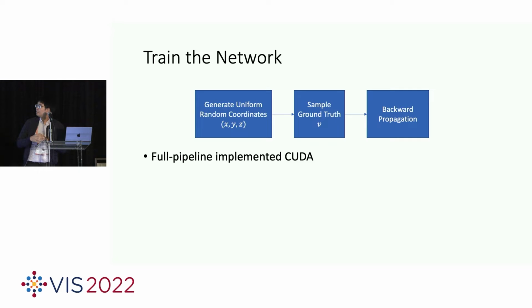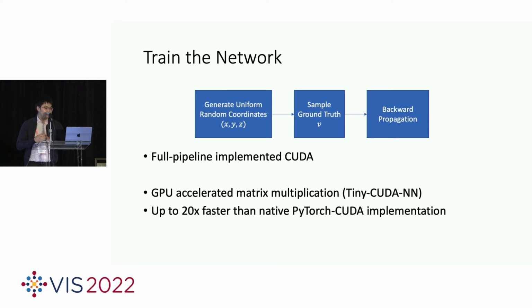And we have 2 steps to make the process very, very fast, because that's what we want. First, we want to implement everything in a low-level language, such as CUDA. This reduces overhead across the board. And then we want to use GPU acceleration if possible. In our case, we utilize the tiny CUDA library, which provides tensor core acceleration directly, and is about 20 times faster than a native PyTorch GPU implementation.